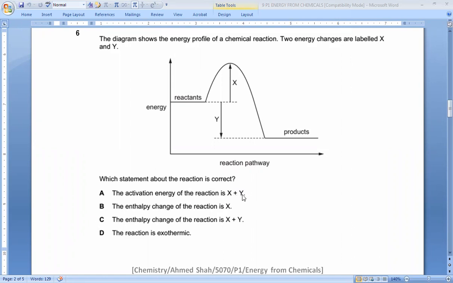The activation energy of the reaction is X plus Y, wrong. The enthalpy change of the reaction is X, no, the enthalpy change is Y. X is the activation energy. The enthalpy change of the reaction is X plus Y, it is wrong. X is a different thing, Y is a different thing. Both are different. We can say that X is the activation energy only. It can be denoted by EA, while Y is the delta H, the change in enthalpy of the reaction.